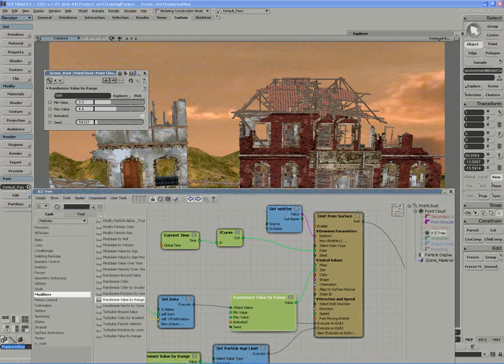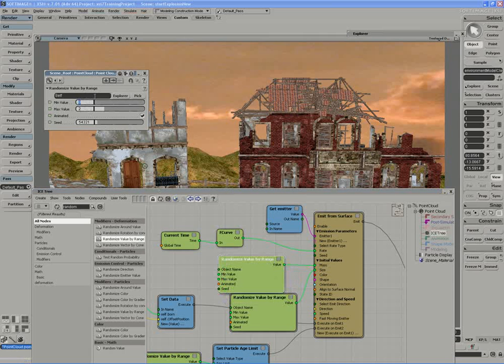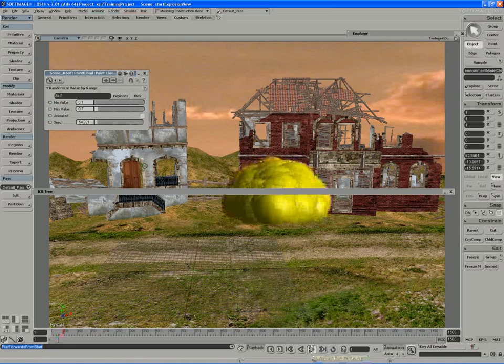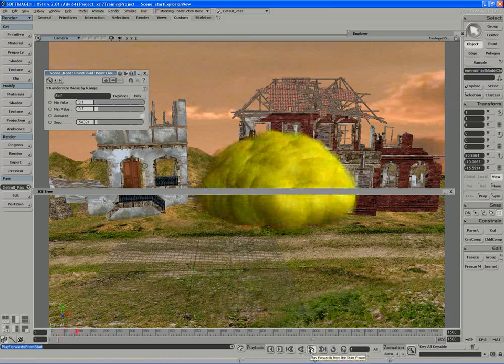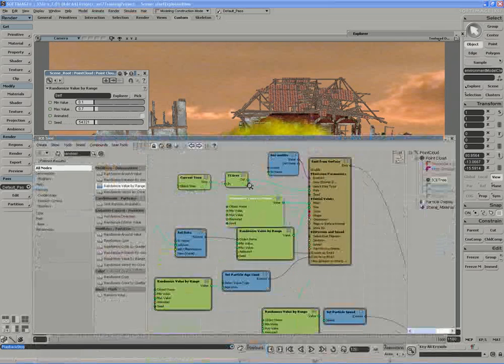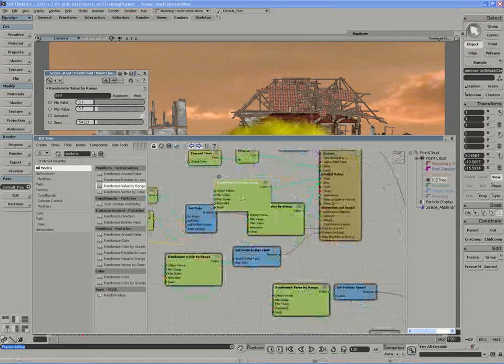So if I look up another randomized compound, I'll use that to randomize the particle mass. And I'll randomize the mass between, say, 0.1 and 0.7. So the particles that have a lighter mass should not rise as quickly because they're denser.